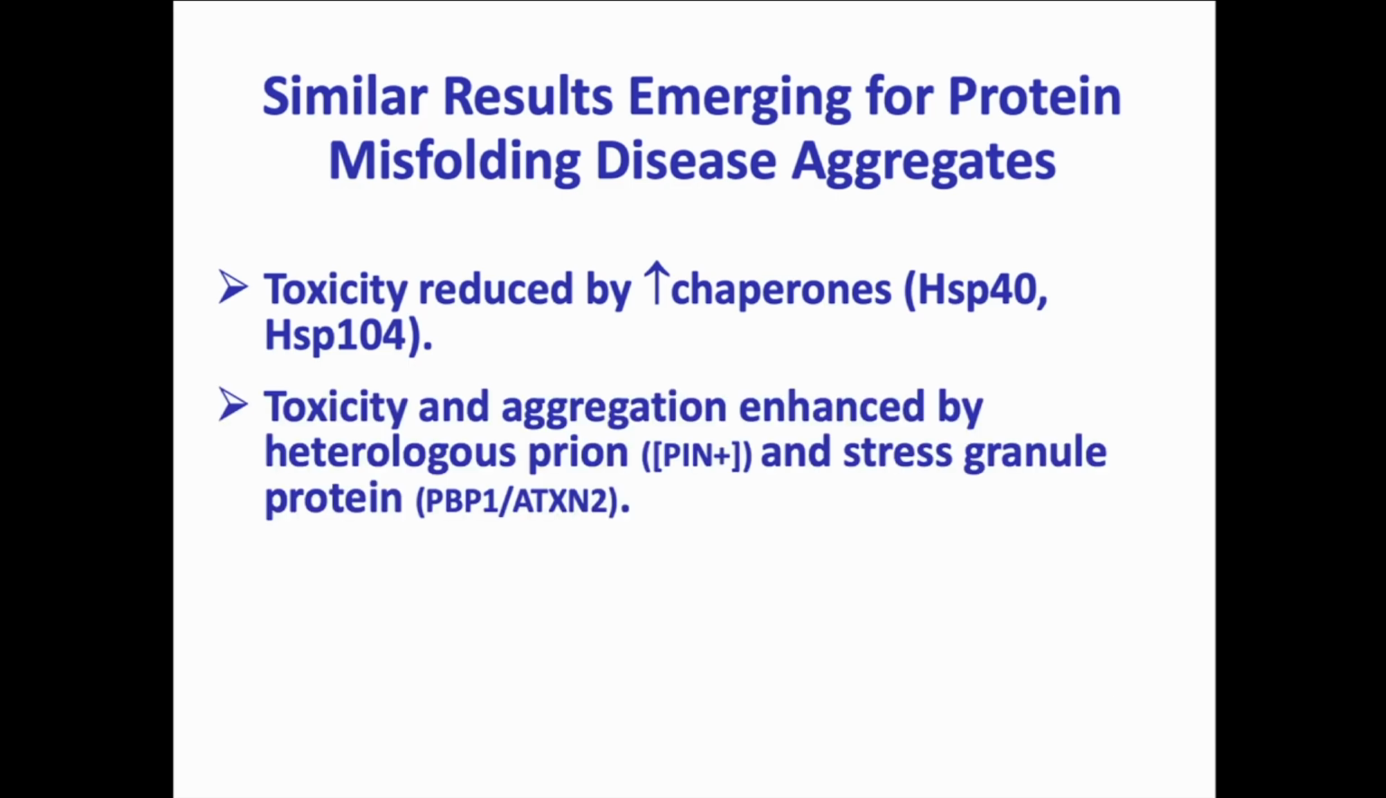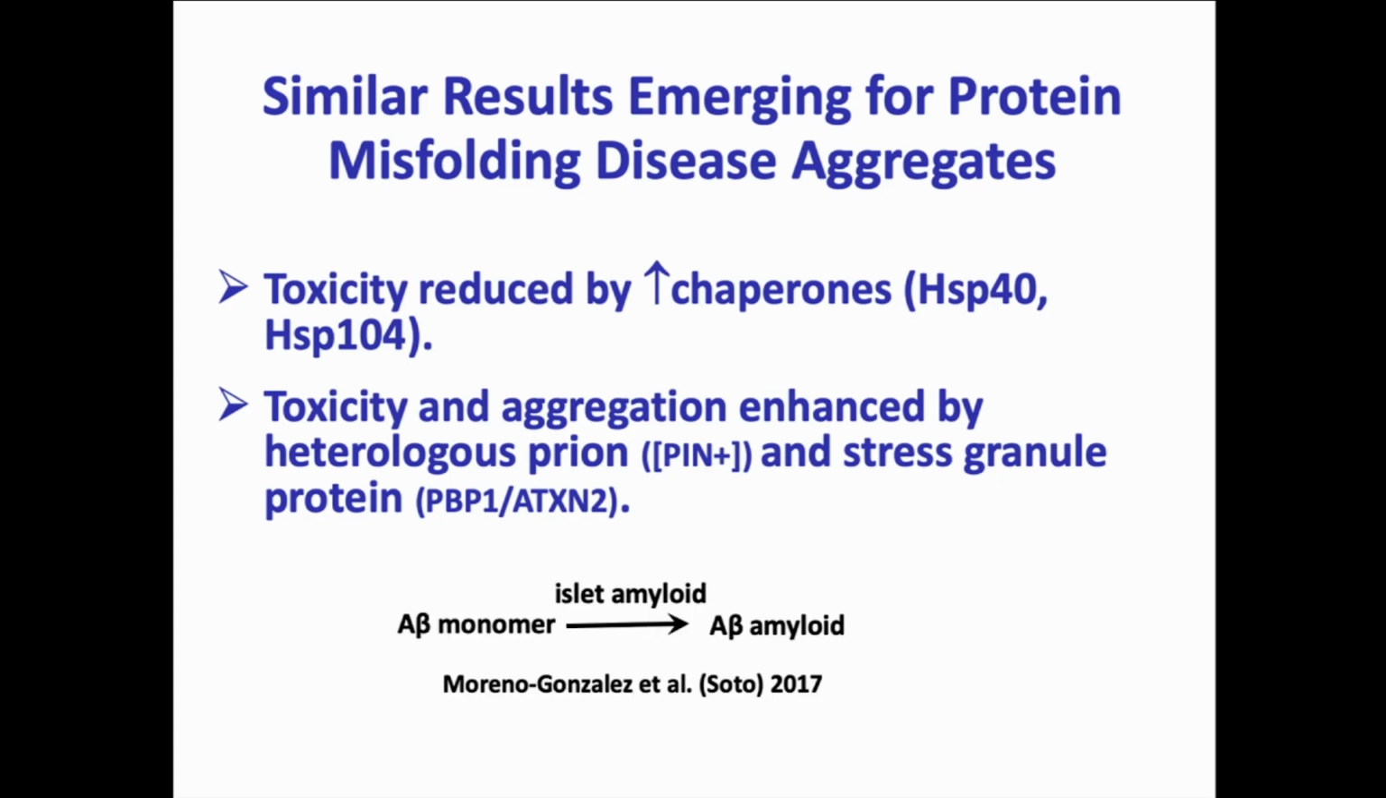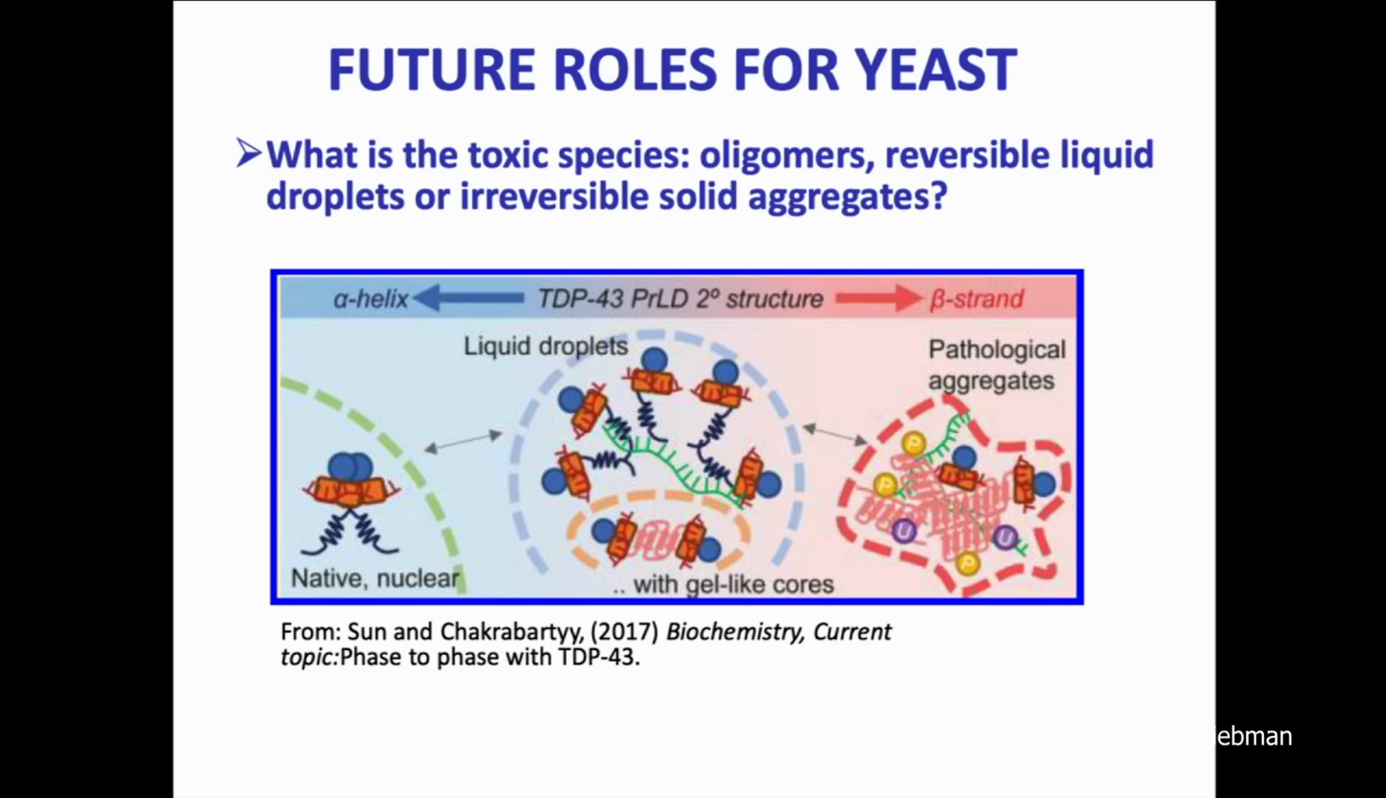That toxicity and aggregation are enhanced by a heterologous prion. I gave the example of PIN, and also toxicity and aggregation were enhanced by the stress granule protein PBP1. Now there is data emerging for other protein misfolding disease proteins that one protein, so for example, A beta, forms A beta amyloid more frequently in the presence of diabetic islet amyloid.